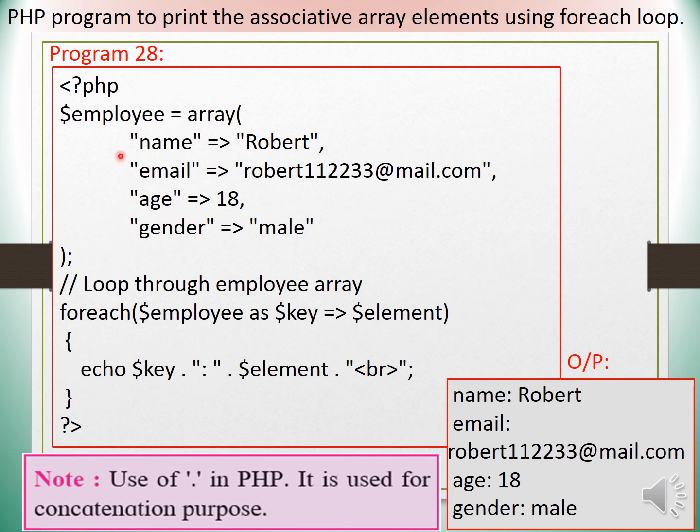Here in this program we have used the array employee. Employee equal to array of first value name as Robert, then second value email as robert112233 at mail.com. Then third value age as 18, and then last value gender as male.